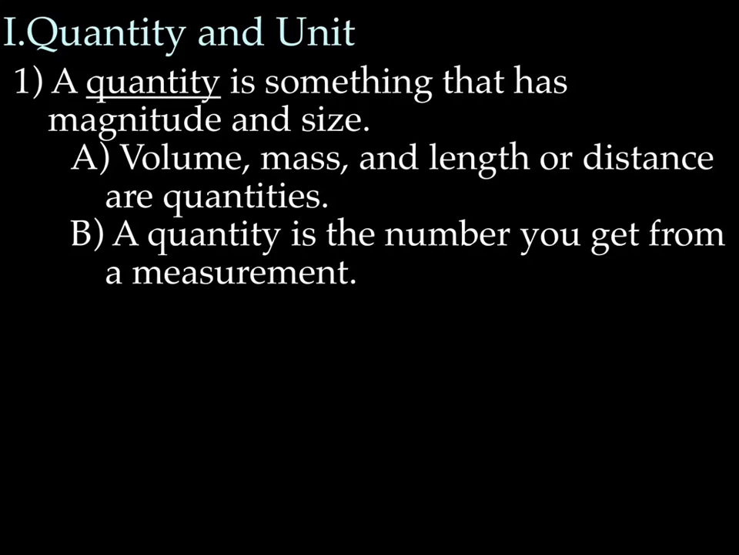Before we learn how to do metric conversions, we need to go through a few terms, specifically quantity and unit. So quantity is something that has magnitude and size. Volume, mass, you can think of mass as weight, and length or distance are all quantities. And when we're talking about quantity, we're talking about the number you get from a measurement. Okay, so for example, 5 pounds. 5 is the quantity. 32 miles. 32 is the quantity.